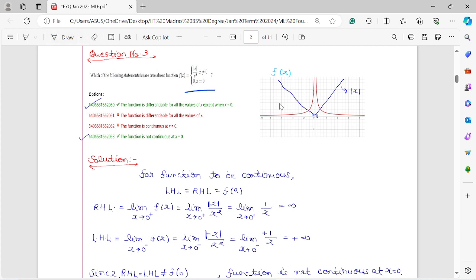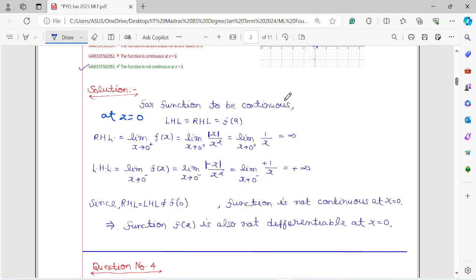And you have to find out the value of RHL and LHL at x equal to 0. So at x equal to 0, the right hand limit is this 1 by x, that will equal infinity, and the left hand limit is also equal to infinity, but the value of the function at that point is equal to 0, because if we talk exactly about x equal to 0, the value of the function is given as 0.